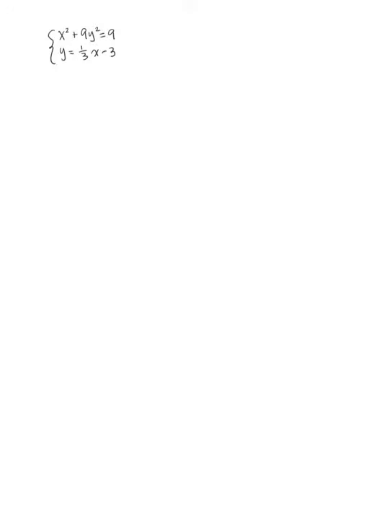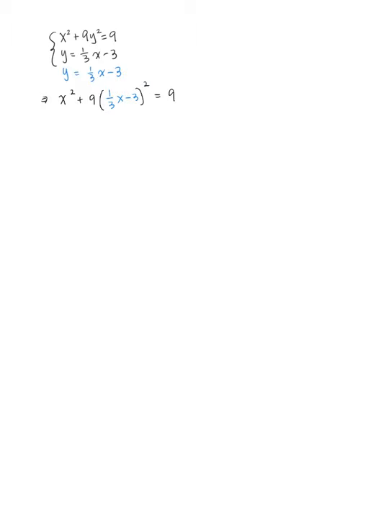All right, so now I'm going to substitute that value of y into the top equation. So let's see what's going to happen. I'm going to keep this as y equals 1/3 x minus 3. I just solved for y from the bottom equation, and I'm going to plug that into the top equation, which is x squared plus 9y squared equals 9. So now we're going to have x squared plus 9 times (1/3 x minus 3) whole thing squared equals 9.